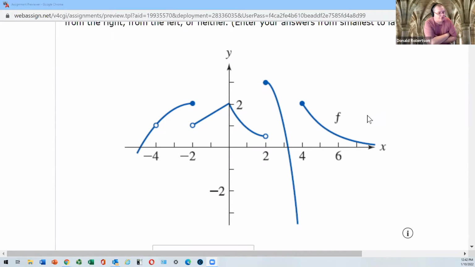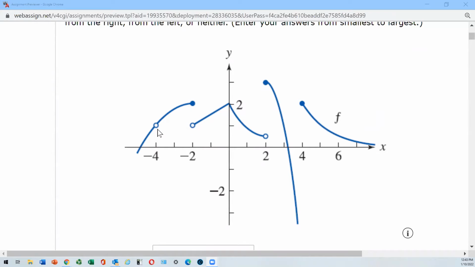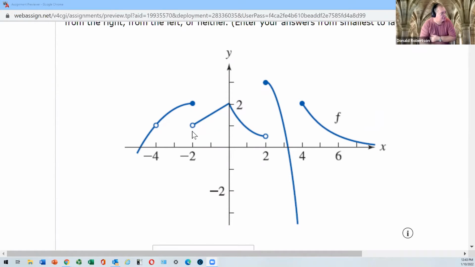So let's focus on just names right now. The names are going to be left continuous, no, scrub that. The names are going to be removable discontinuity, jump discontinuity, or vertical discontinuity. Okay, those are the three answers you can give me. What is happening at x equals -4? I'm pointing at it with my mouse. What kind of discontinuity is happening there? It's removable. Okay, if I move to x equals -2, what kind of discontinuity is happening there?